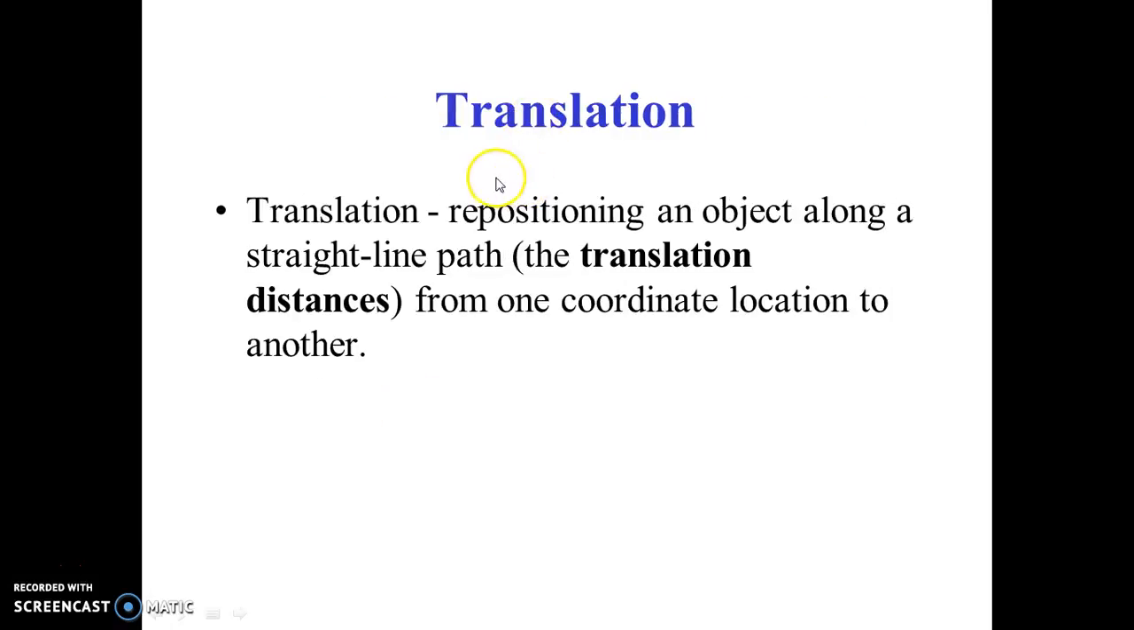Starting off with translation, what is translation? It is repositioning an object along a straight line path from one coordinate location to another. This simply means that we have this point and we wish to move this point from here to here. This is known as translation, moving the object from here to this position.